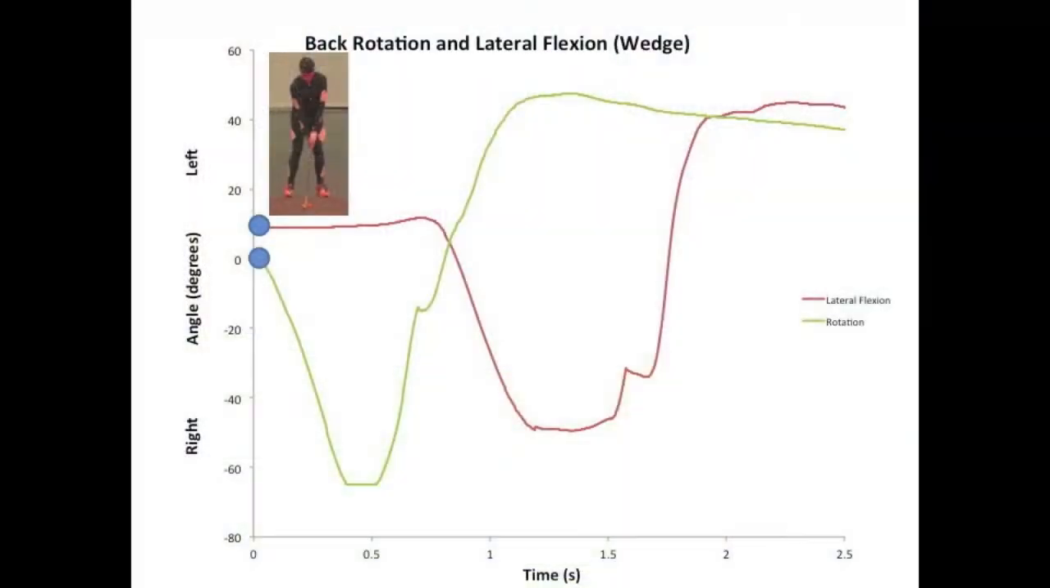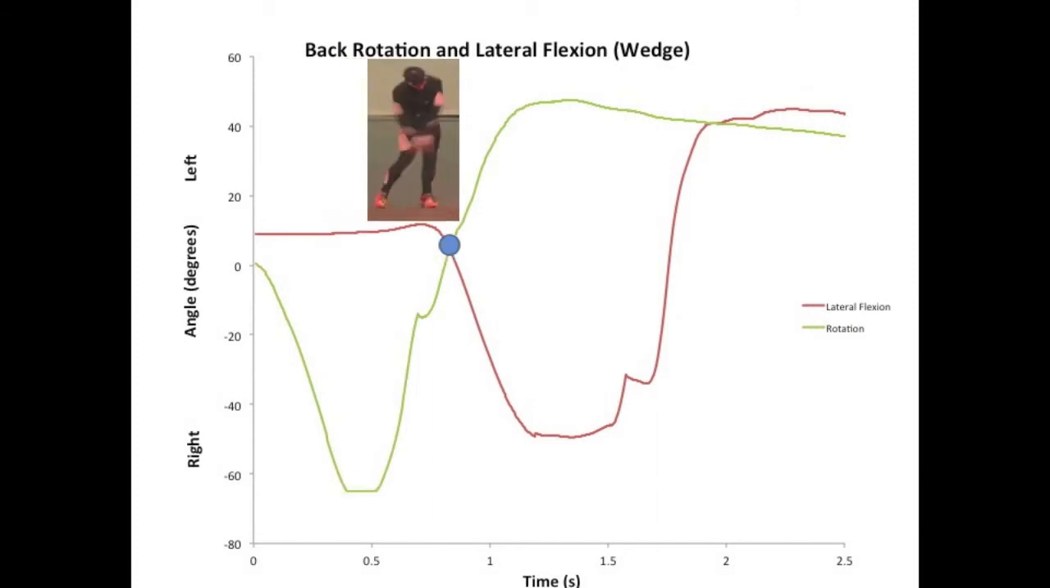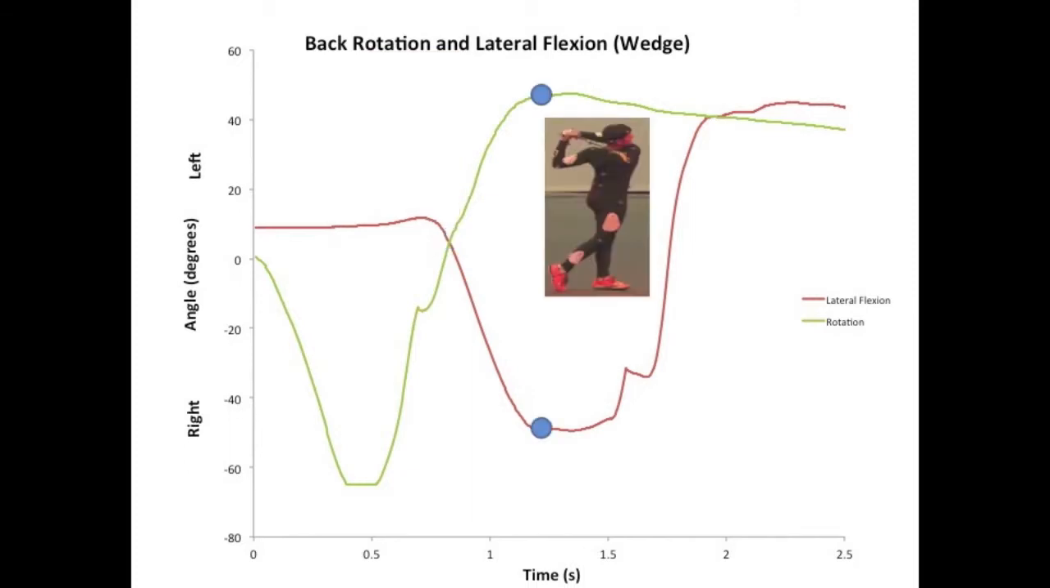This graph demonstrates lateral flexion and back rotation throughout a golf swing using the wedge. We decided to focus on the wedge because it is used more often than the driver. The data collected here reflects the modern golf swing. The red line represents lateral flexion, which stays constant until ball contact. During follow-through, the golfer flexes to the right by approximately 48 degrees. At the end of the swing, he straightens back up.